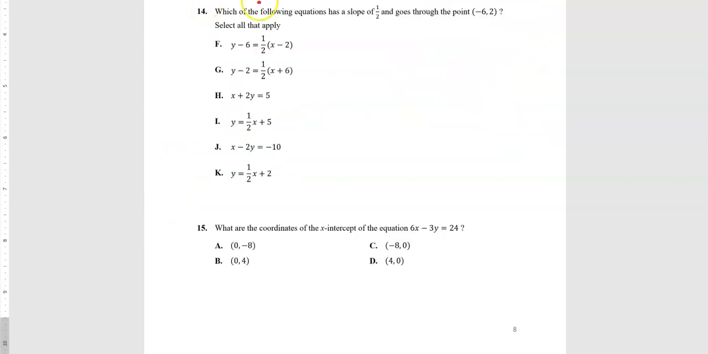For number 14, we're going to go ahead and look at these equations here. We have the slope of 1/2, and it goes through this point. And if you notice, I have two equations in point-slope form. I have two equations in slope-intercept form.